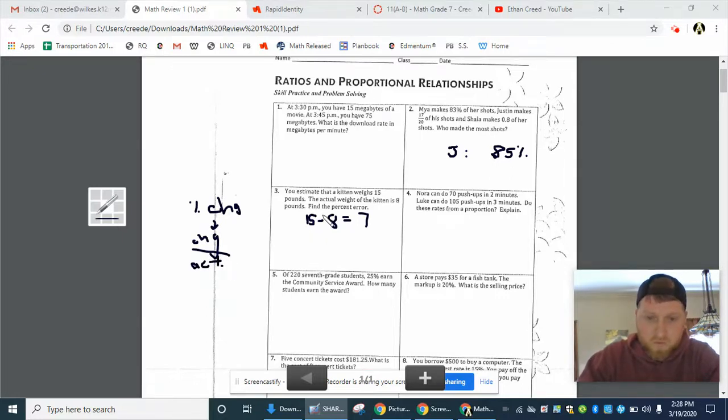Well, 15 was the estimate, 8 was the actual. Our difference was 7. That means we take 7 divided by 8, our actual amount. And we got to convert that into some sort of percent. Take that time now. Use a calculator or use mental math, or use pencil and paper, and determine what that amount is. I want you guys to pause this video now. Once you have figured that out, unpause it and tune back into the answer.